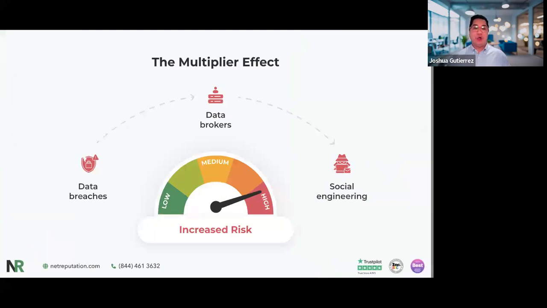Let's talk about the multiplier effect. So, breaches, data brokers, and social engineering don't operate independently, as we have already discussed. Together, they create what we consider a multiplier effect that increases overall risk. So, why are we bringing this up? FTC reporting trends show that identity-based fraud continues to evolve as attackers combine information from multiple sources rather than relying on a single breach. It isn't that one time you made a purchase in Target and there was a Target leak. It's the combination of it all.